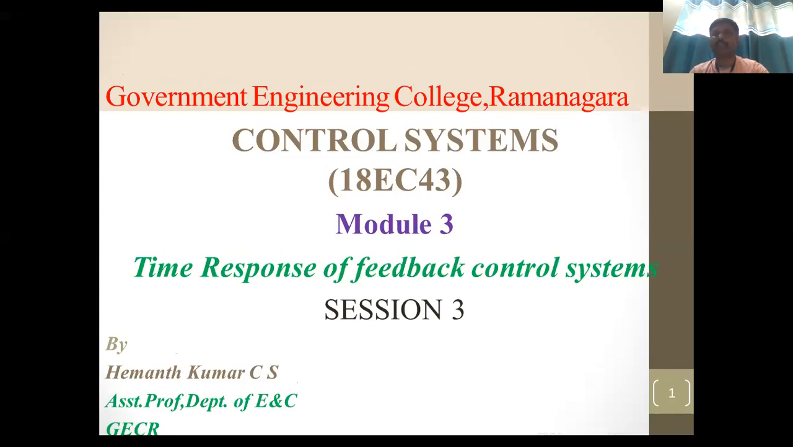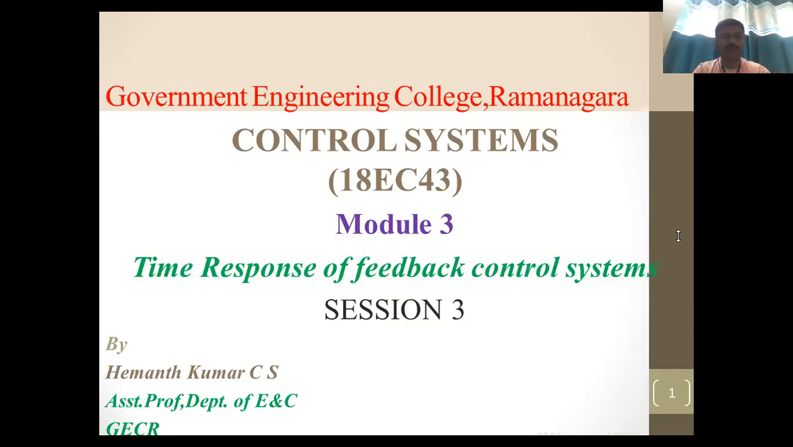Later we concentrated on the standard test input signals, via step input, parabolic input, ramp input, and impulse input. We understood the different types of inputs available: unit step input, unit ramp input, unit parabolic input, followed by unit impulse, along with the associated Laplace transforms. Is it okay? Those things we had in session 1.